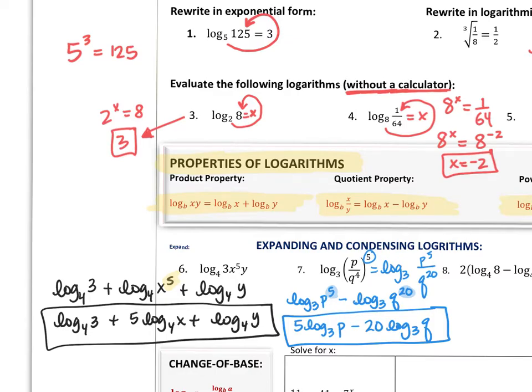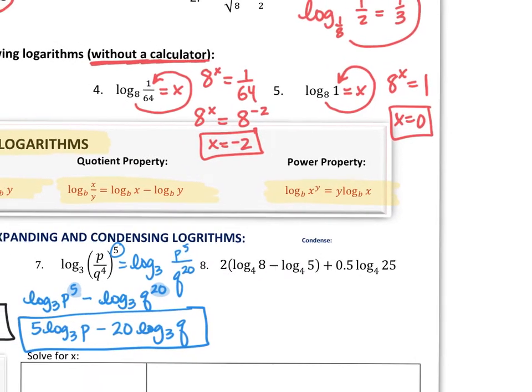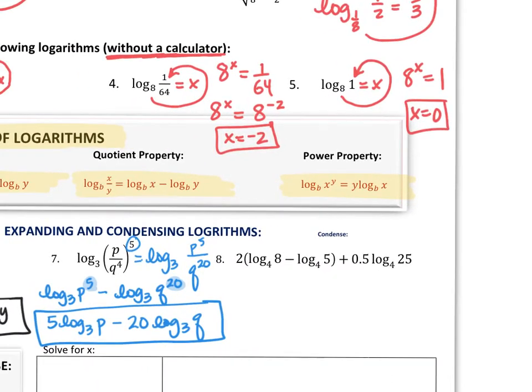Okay, next one, number 8. This is the one that we had some issues with in the other class, so let's keep going here. This one's different because you actually have numbers, so you can evaluate these. It's not just variables. So remember that when you see the minus, like this, that is division. When we see the plus, then we're looking at multiplying, okay, when we write it, when we condense it.